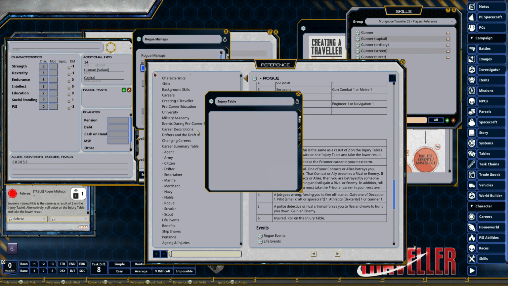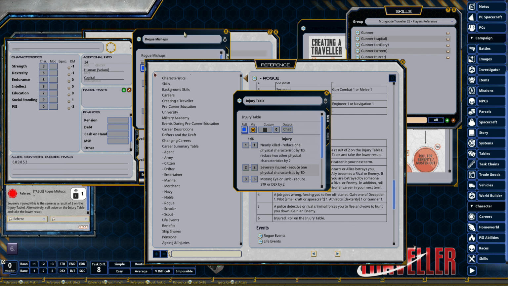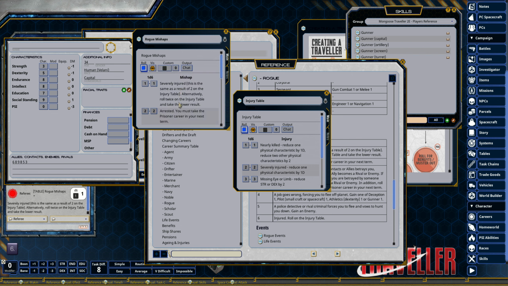What's the injury table look like? What is a 2? Nearly killed. Reduce 1 physical characteristic by 1 die and reduce 2 other physical characteristics by 2. I can't really afford to do that because my strength sucks. So let's roll twice on the injury table and take the lower result.